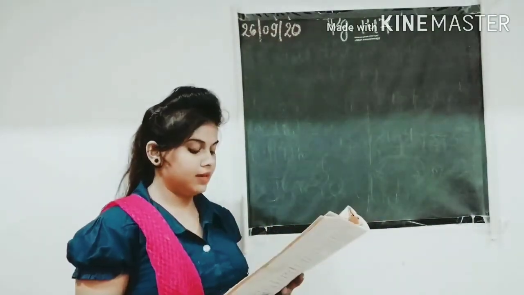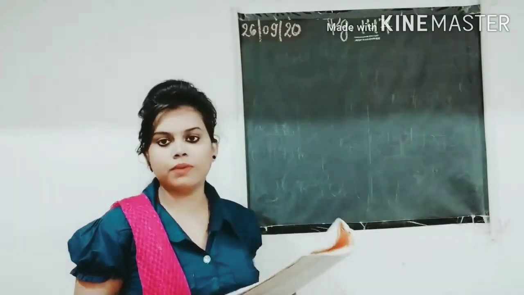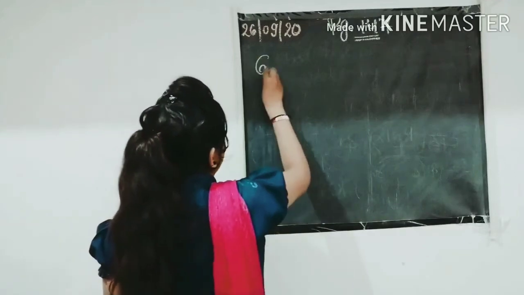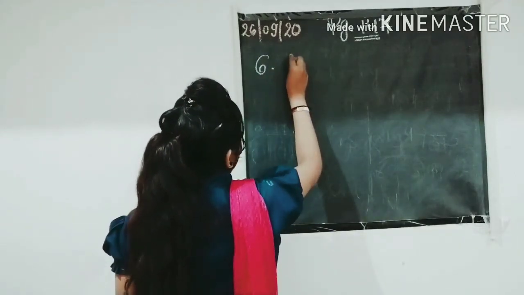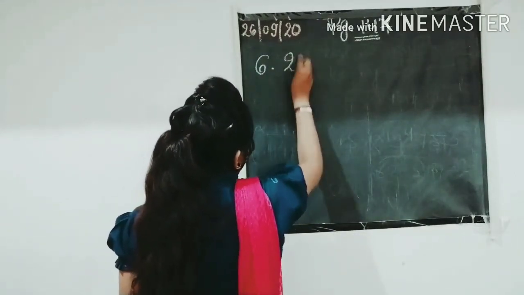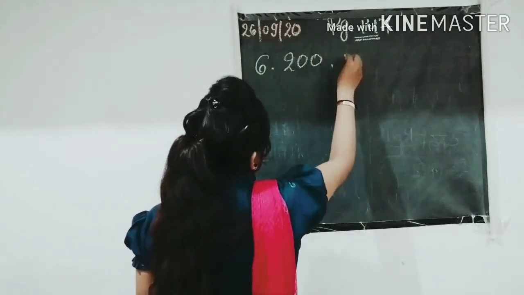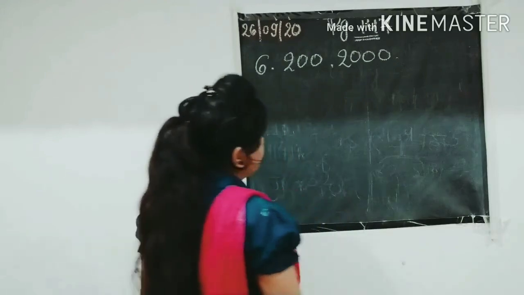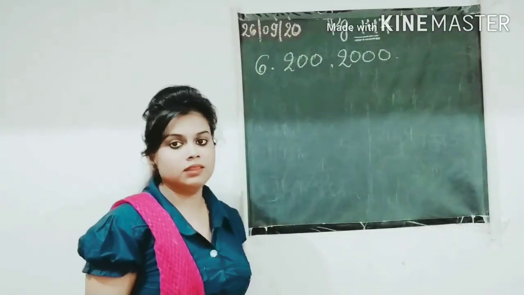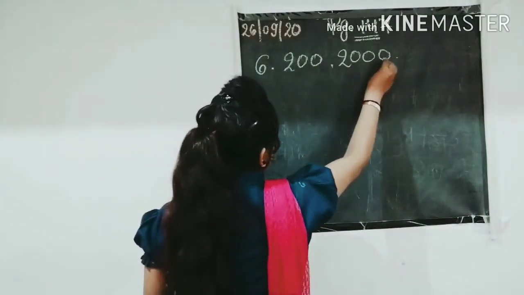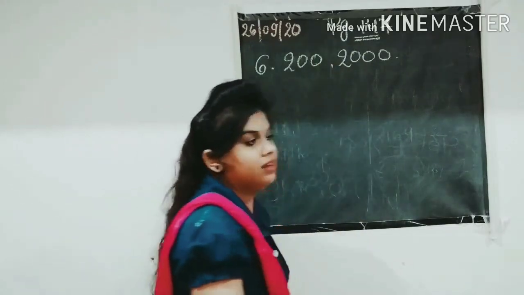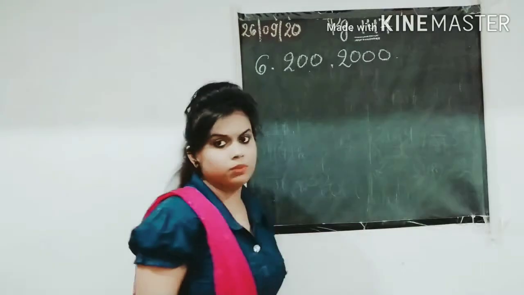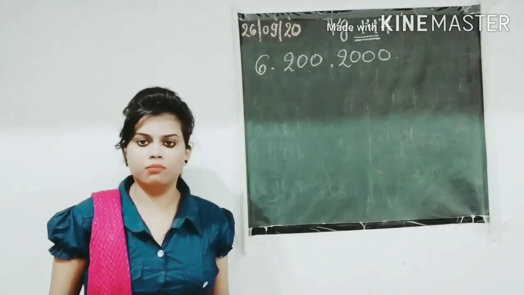Next question is: write down any two numbers which are divisible by 10. You can write any two numbers which are divisible by 10. You can take 200 or 2000. What is the divisibility condition for 10? It must end with 0. In the ones place 0 must be there. So you can take any number which ends with 0. I am taking 200 or 2000. You can take any two numbers.